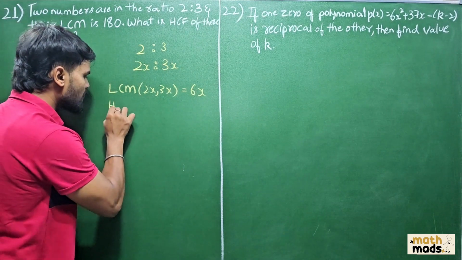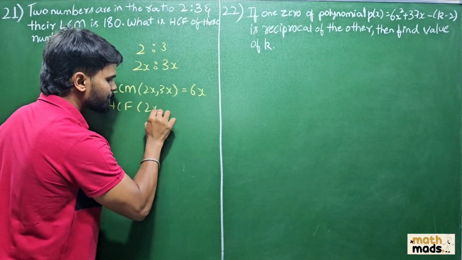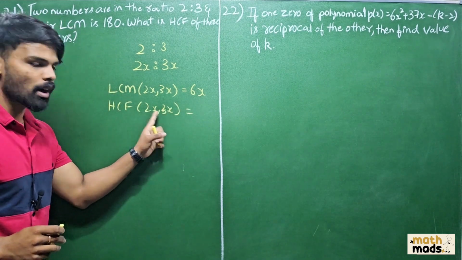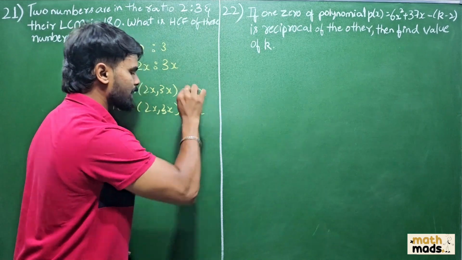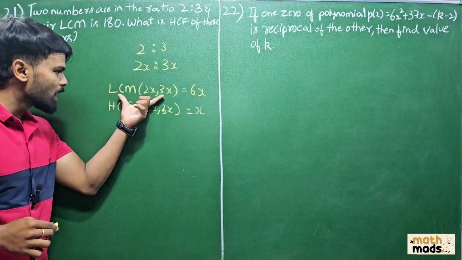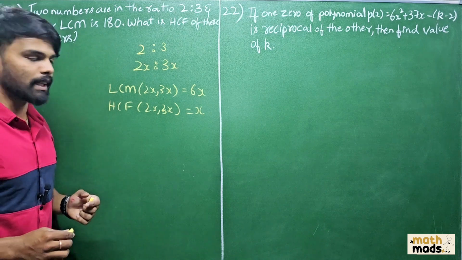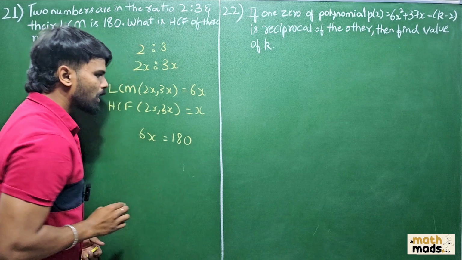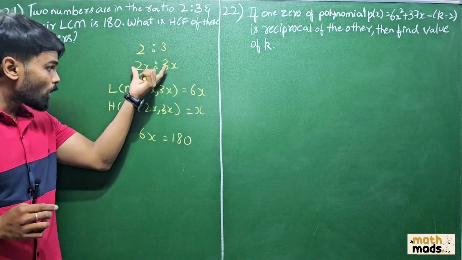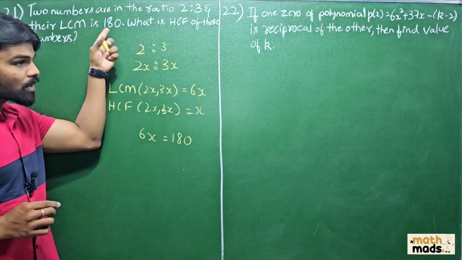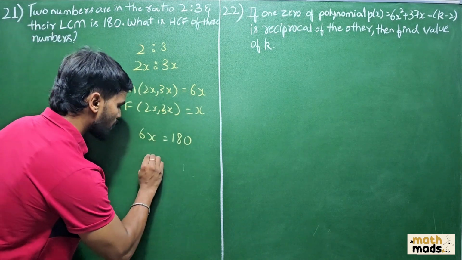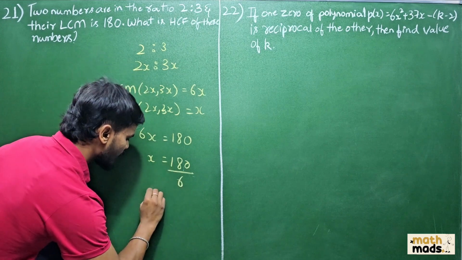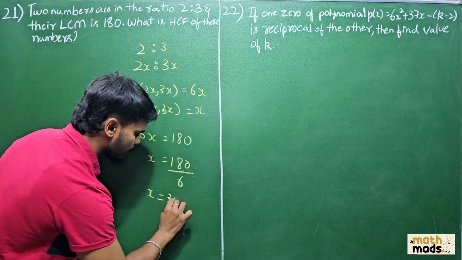Now, similarly, the HCF of these two numbers, 2x comma 3x, is nothing but x, since x is common in both of them. So you'll just write x. Now, you know another piece of information related to LCM. You know LCM is 180. So can I write 6x is equal to 180? Because the LCM I have found for these numbers is 6x, but they have given the LCM as 180. Now what will x be? x is 180 by 6. x is equal to 30.